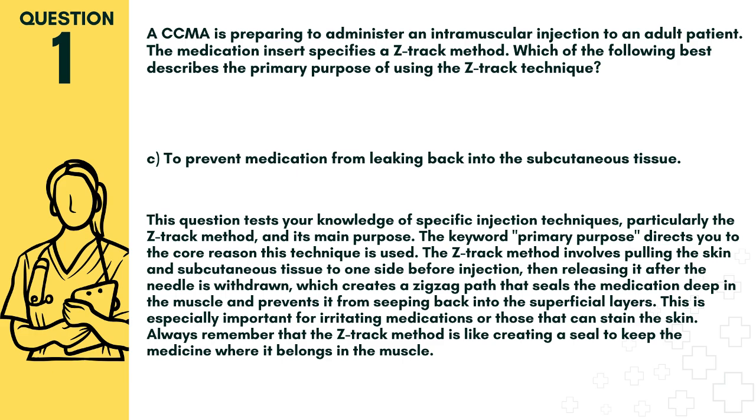The Z-track method involves pulling the skin and subcutaneous tissue to one side before injection, then releasing it after the needle is withdrawn, which creates a zigzag path that seals the medication deep in the muscle and prevents it from seeping back into the superficial layers. This is especially important for irritating medications or those that can stain the skin. Always remember that the Z-track method is like creating a seal to keep the medicine where it belongs in the muscle.